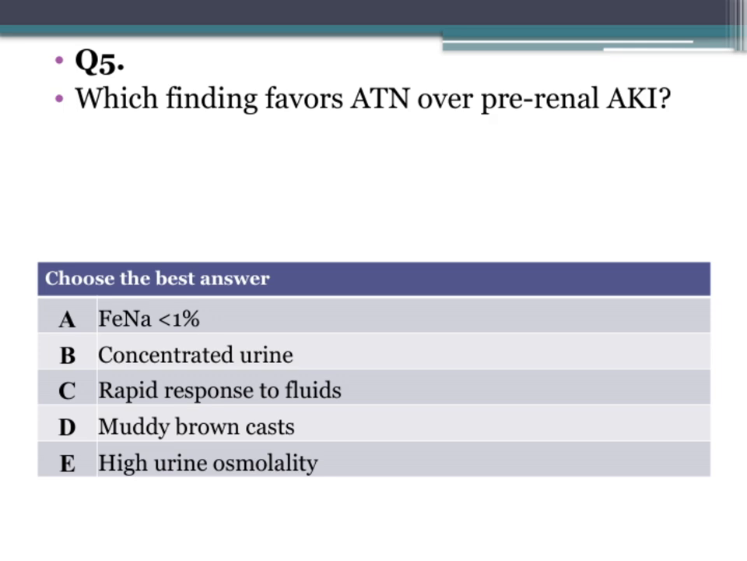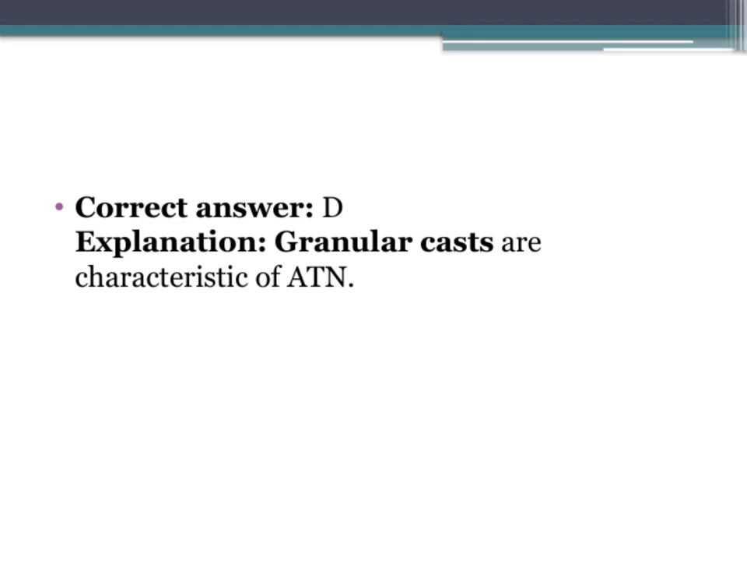So, connecting all this, the key point here is that the presence of muddy brown casts strongly favors ATN over prerenal AKI. This helps us differentiate the intrinsic kidney damage from a volume-depleted, prerenal state. Recognizing these findings is crucial for appropriate management and treatment decisions. The correct answer here is D now.